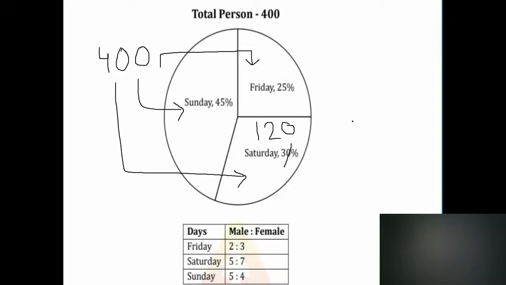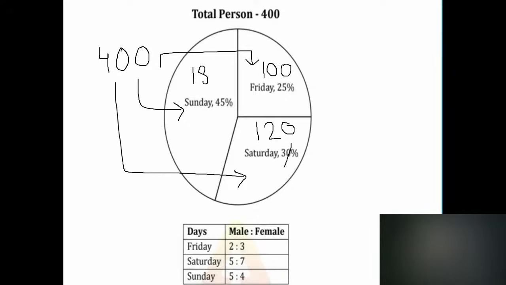Next, coming to Friday. So Friday it is 25%. 25% of 400 is 100. So on Friday we can count for 100 people. Next, 45% of 400. So 45% of 400 means you can take 45 into 4. So 45 into 4 is 180.